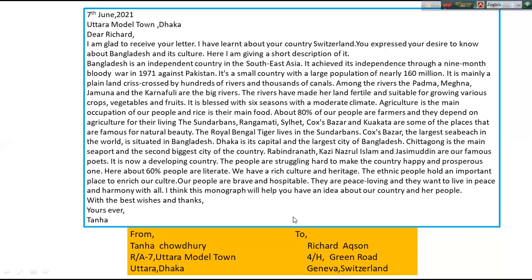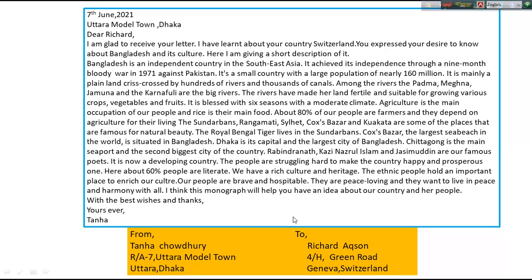Here, about 60% of people are literate. We have a rich culture and heritage. The ethnic people hold an important place in enriching our culture. Our people are brave and hospitable. They are peace-loving and they want to live in peace and harmony with all. I think this monograph will help you have an idea about our country and her people. With the best wishes and thanks, yours ever, Tanha.